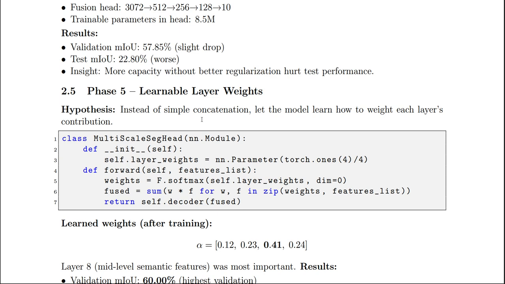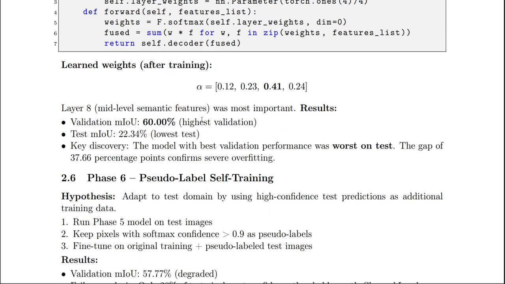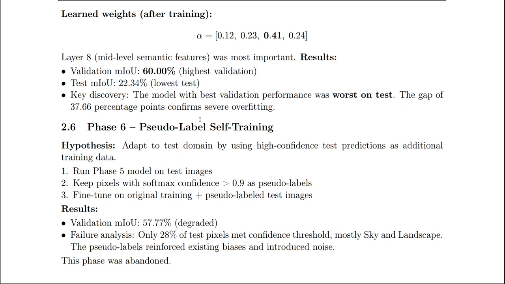Then we have implemented phase 5, in which we implemented learnable layer weights, and our hypothesis is that if we let the model learn how to weight each layer's contribution, we get the highest validation mIoU of 60% and got 22.3 on test mIoU, which is our lowest of all the phases. And this difference confirms severe overfitting of the model.